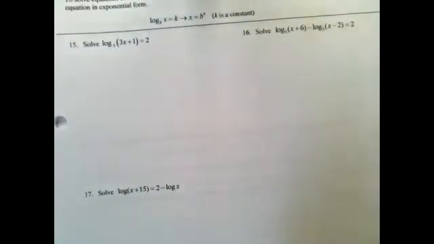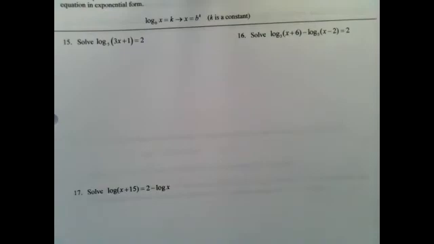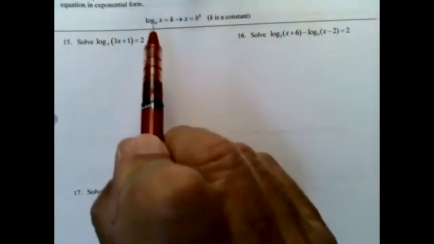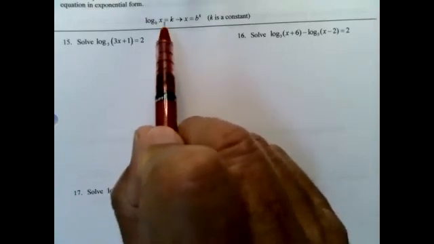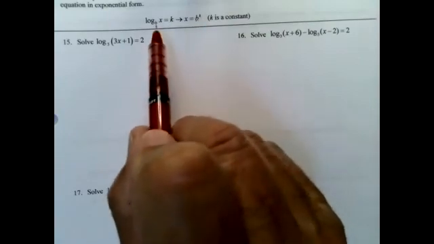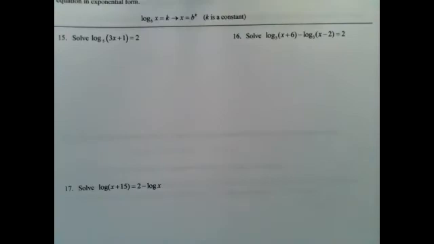Okay, more equations. 15, 16, 17. We've been doing a bunch of this already. We've been rewriting log base b of x equals k as b to the k equals x. Okay, b to the k equals x. So I'm going to give you some time, let you work on 15, 16, and 17 and see what you can come up with for those.